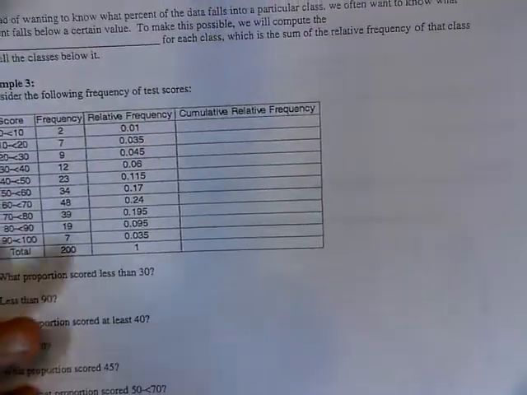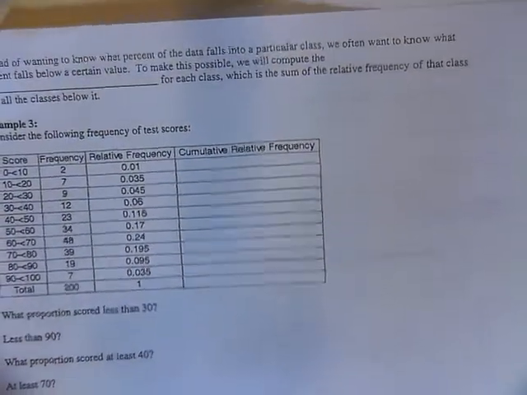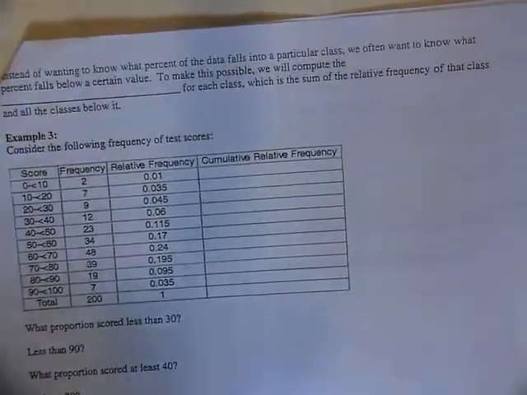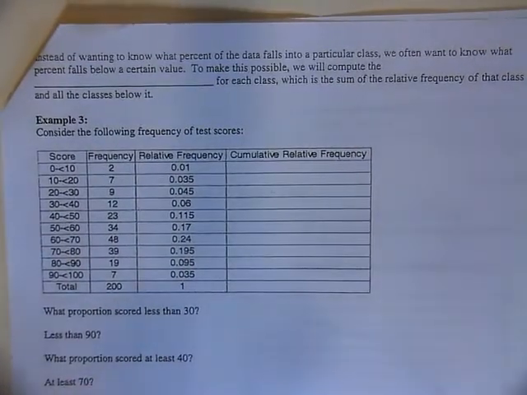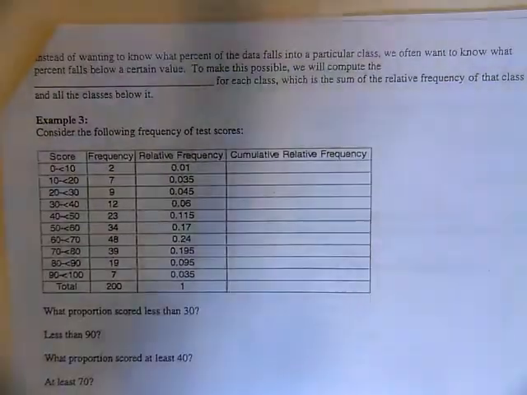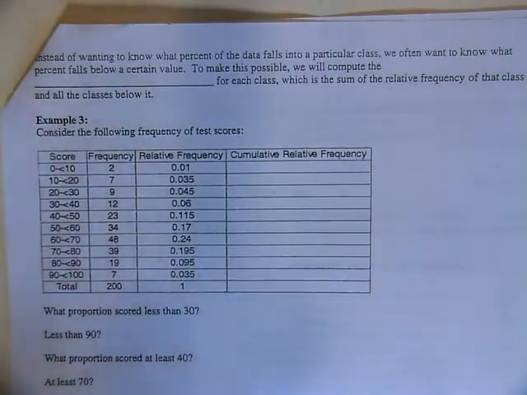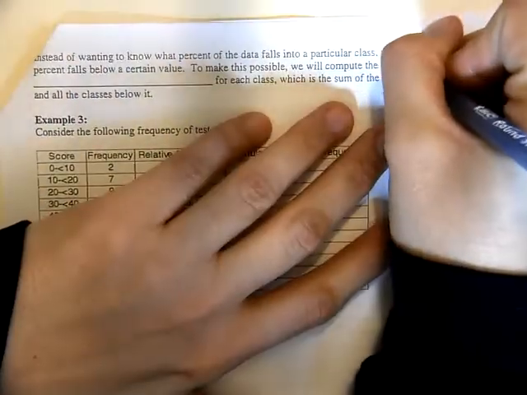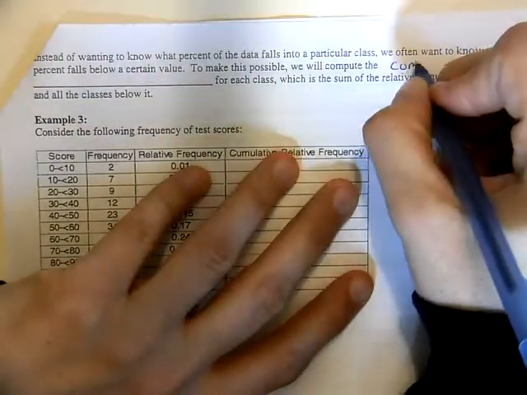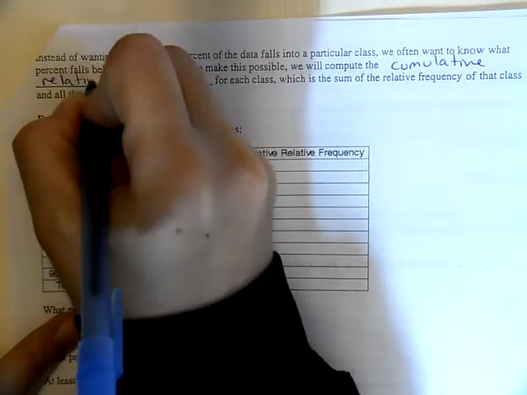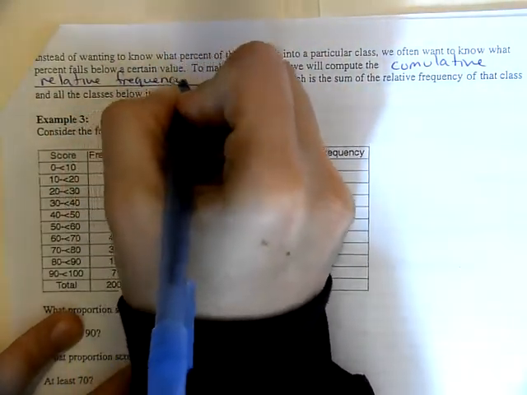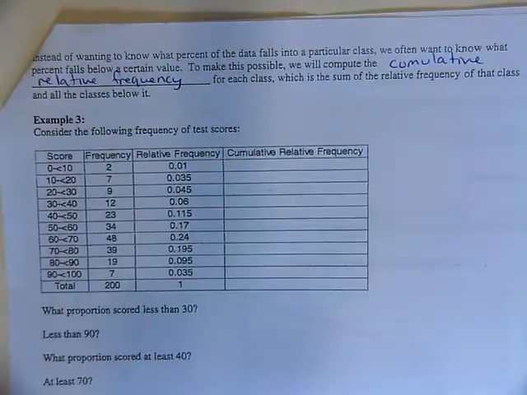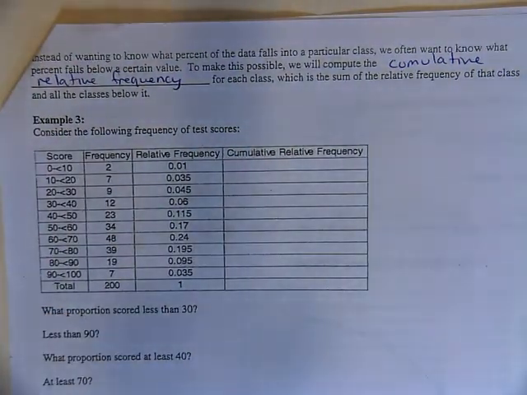Now on the next page, we're going to look at a new type of distribution, one we don't see too often, but every once in a while it comes up. Instead of wanting to know what percent of data falls in a particular class, we often want to know what percent falls below a certain value. So to make this possible, we compute the cumulative relative frequency for each class, which is the sum of the relative frequencies of that class and all the classes below it.